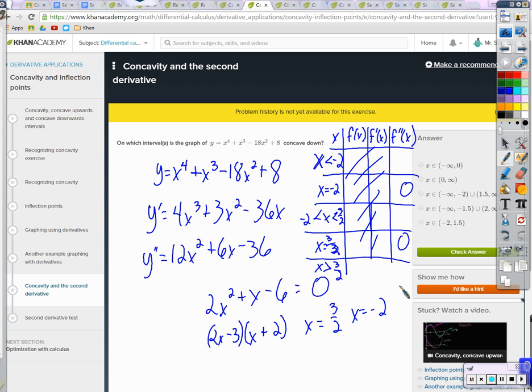We plug in negative 3. Now, what do we do with negative 3? We're interested in negative 3 because it's to the left of negative 2. What are we going to do with it? Put it in the second one. The second one tells me about concavity. So I plug that one in there. Not that one, because that was equal to 0. Plug in here. Positive. Positive. Minus 18.